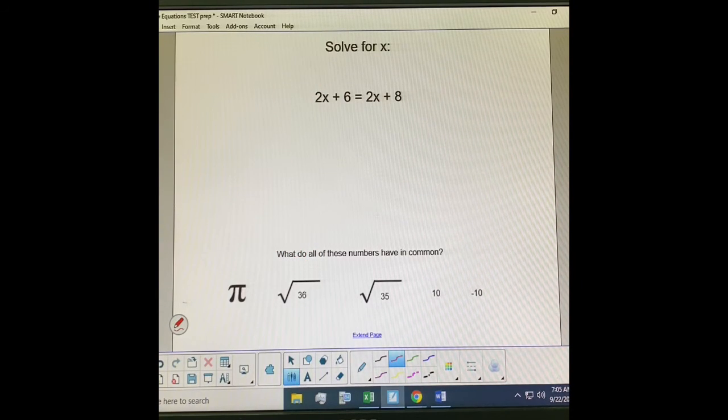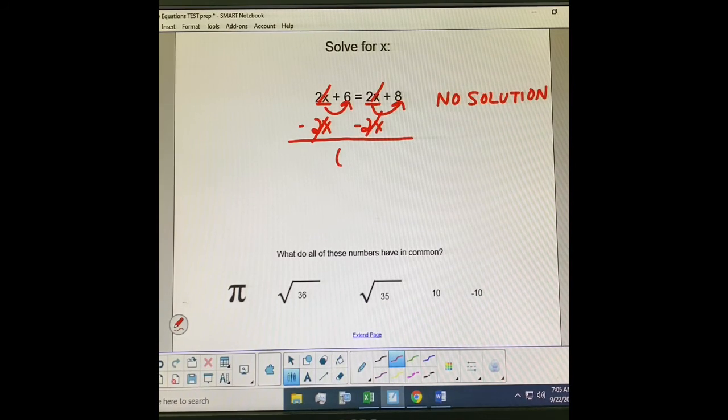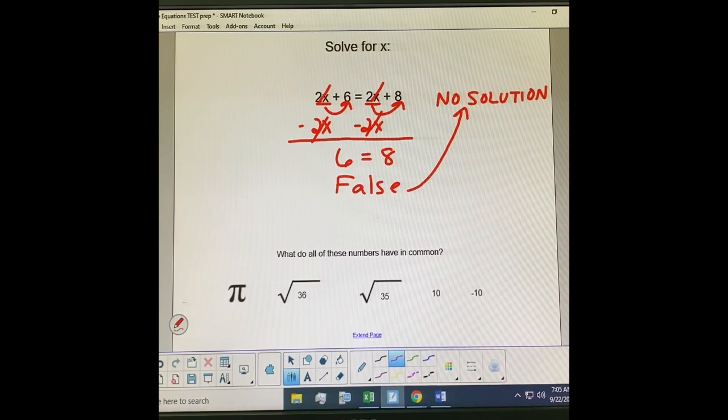2x plus 6 will never equal 2x plus 8. Right there, that tells me there's no solution. But if we try to solve it by subtracting 2x from both sides, all the 2x's cross out, and we're left with 6 equals 8, which is a false statement, which shows there's no solution.